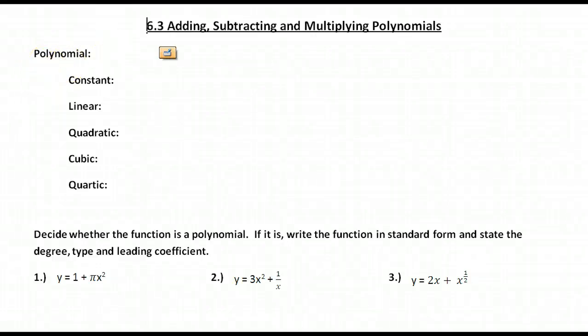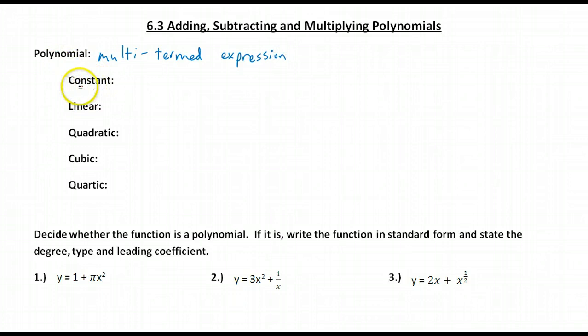A polynomial is a multi-termed expression. Poly means multiple, nomial means term. There are different types of polynomials.